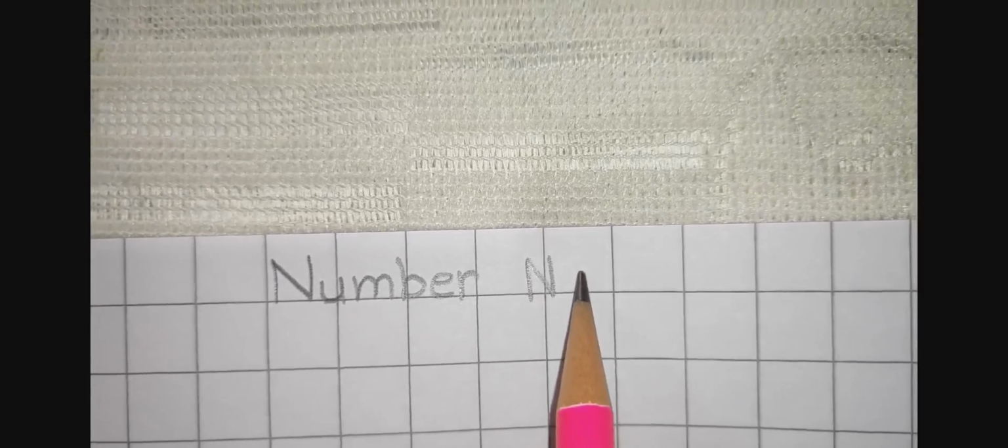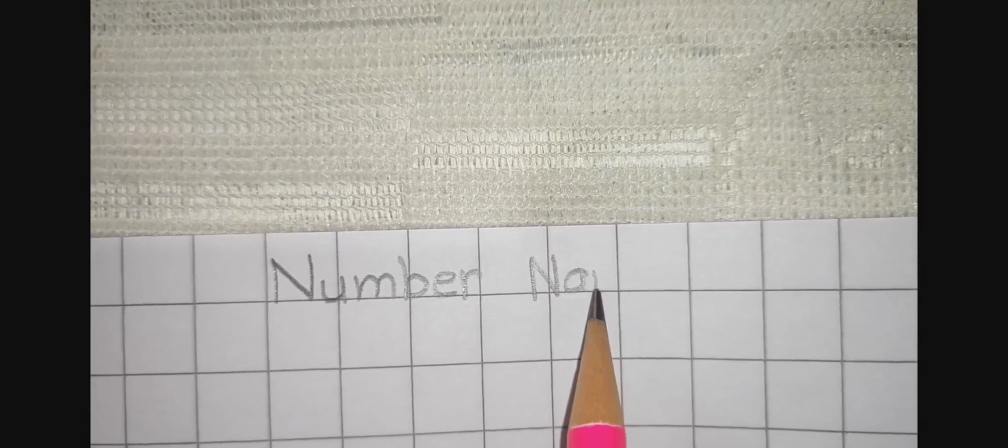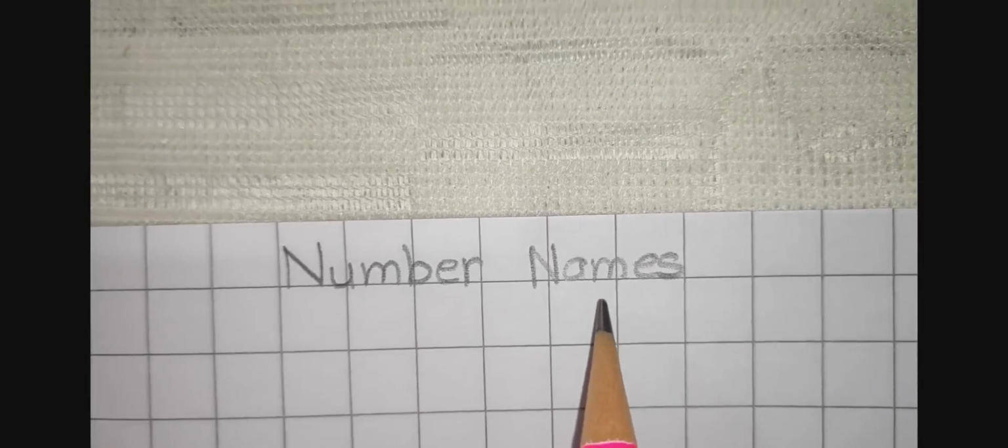Number. Now leave one finger space and write names. Capital N, small a, M, E, S. Number names. Now we have to draw the lines.